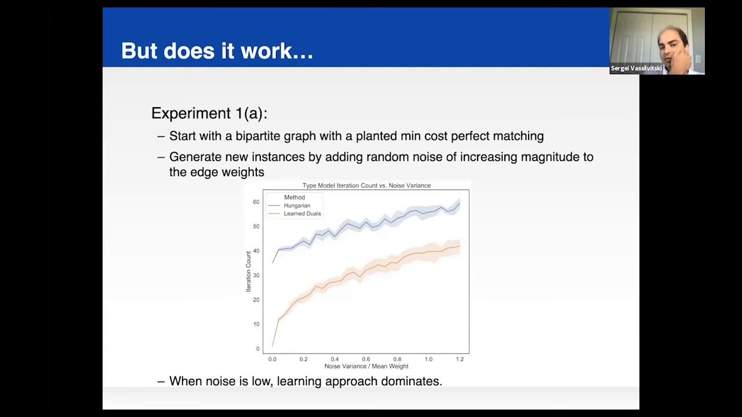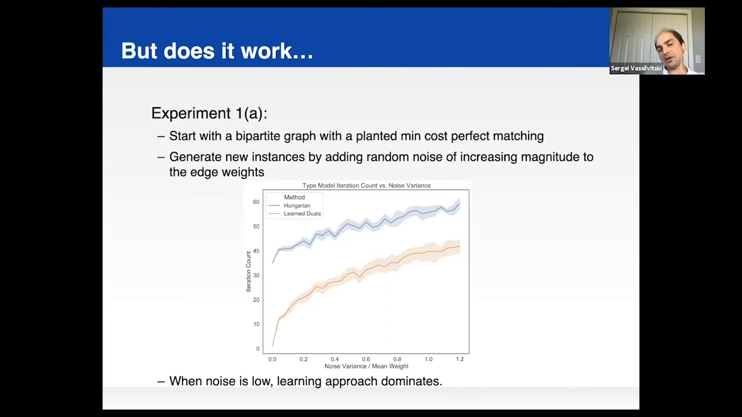But this allows me to control the variance of the noise to say, is this a perfect prediction versus there's an error in the prediction? And now look at the running time. Here I'm plotting iteration cost, but I can also look at the running time. So here on the y-axis, I have the iteration count, the number of steps of Hungarian method that I need to do. On the x-axis is this extra noise that I'm adding, normalized by the original weight of the edges. So as I move to the right, I'm adding more and more noise. So things are becoming more and more unpredictable overall.